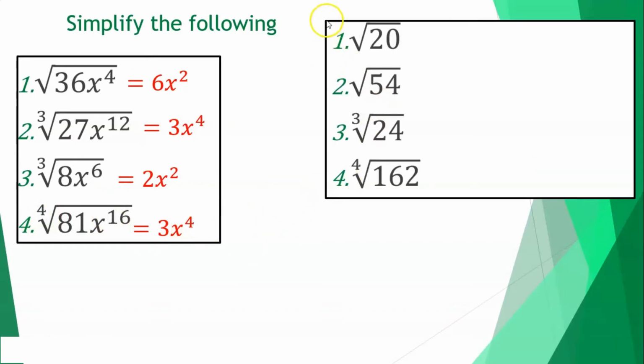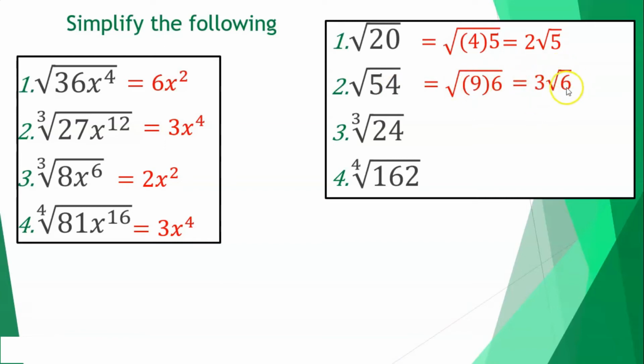Okay, this one. Now take note, 20 is not a perfect square, but you can rewrite this as 4 times 5. So why 4 times 5? Because 4 is a perfect square, and it is a factor of 20. 4 times 5 is 20, and 4 is a perfect square. So therefore, the simplified answer here, square root of 4 is 2, square root of 5. Next, 54 is also not a perfect square, but you can rewrite this as 9 times 6. 9 times 6 is 54, and the square root of 9 is 3, and square root of 6.